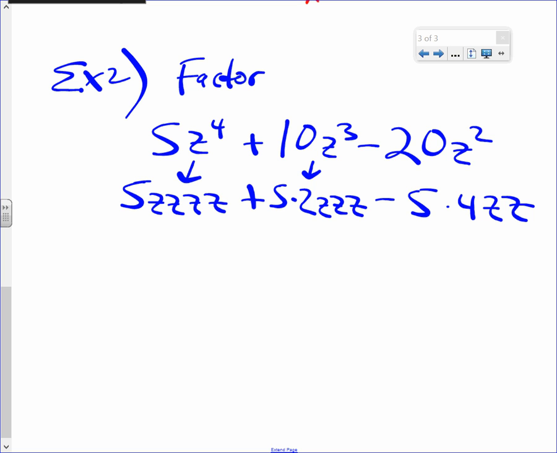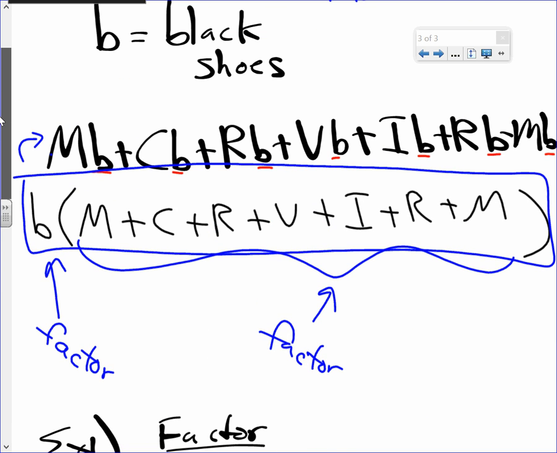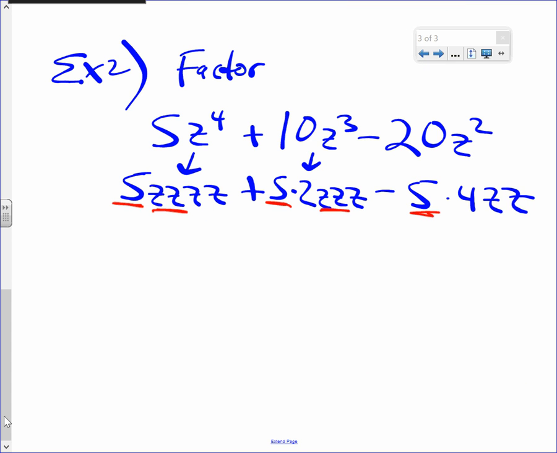Now what's in common? You can kind of see it now when you break down all the factors. They all have at least one 5, and they all have 2 z's in common. This has 3, but what's in common? Remember, what was in common between me and the classmates was the black shoe. They all have 2 z's. Be careful there. That's what I'm taking off. I'm going to take away 5z to the 2nd power from every single term, 5z times z. And whatever's left over is in parentheses.